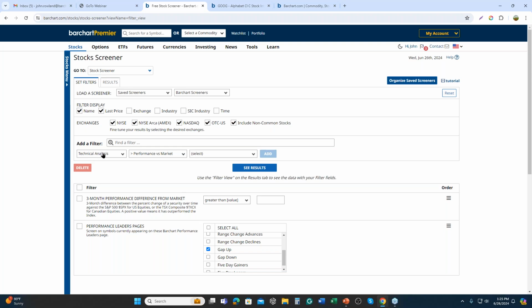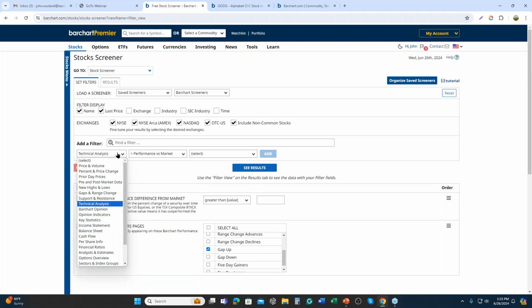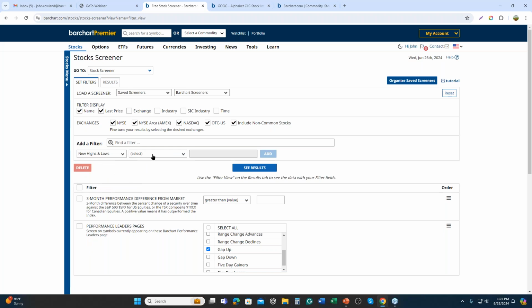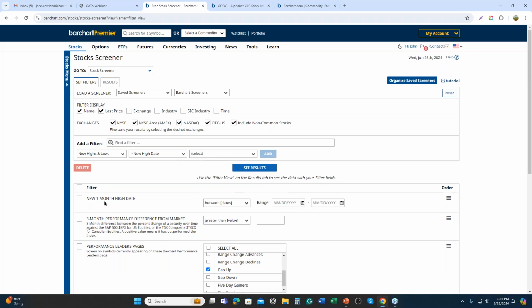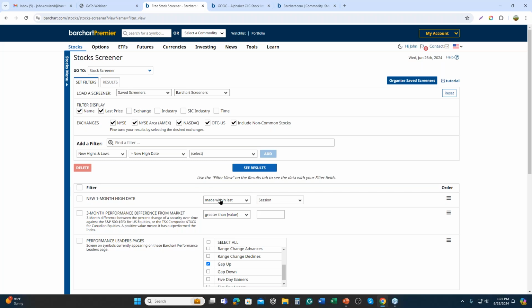So I can go into, excuse me, I think we'll go into new highs and lows, and I'm going to look at new high date. And again, I could pick whatever time frame. But in this case, let's say I want to see a stock that has outperformed for the last 3 months but is now making a new monthly high. I'm going to add that. Now, I can set the date of where I want that new monthly high, but let's just say, has that stock made a new monthly high today?